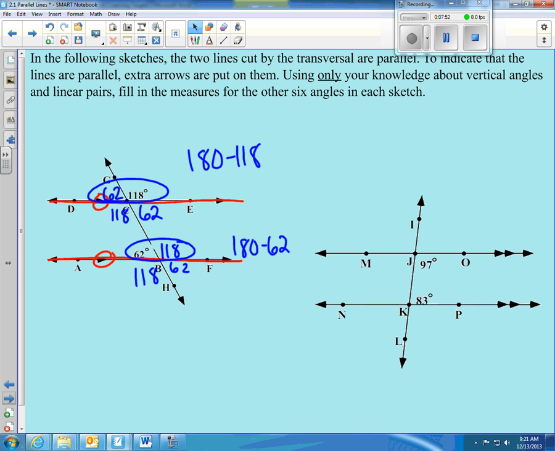I want you guys to fill in the information on the next sketch that we have drawn there. And then when you guys come back to class, we're going to be using these diagrams to help us fill in the blanks on the next page.